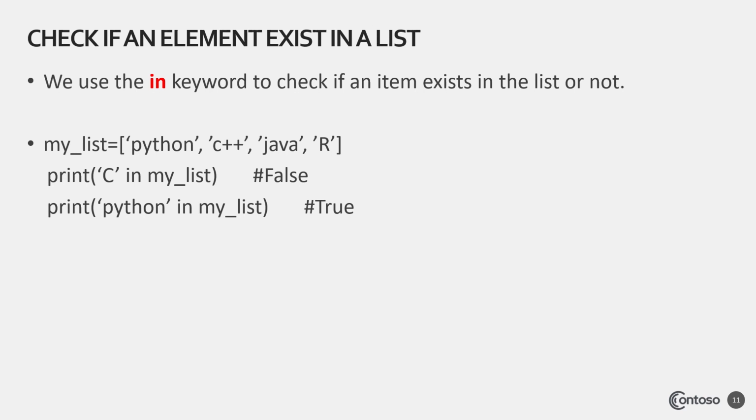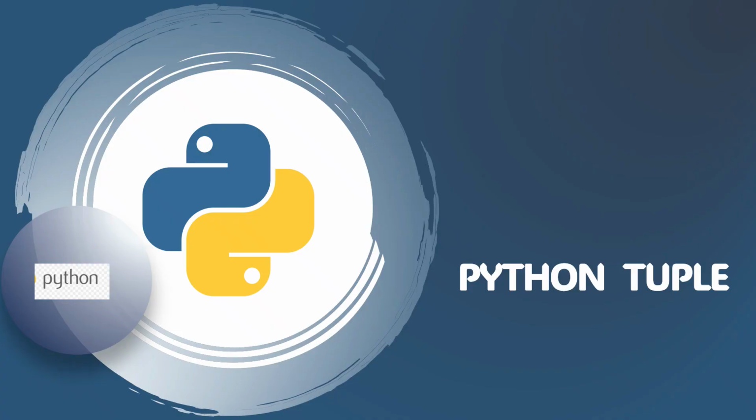Python in list, Python is present in the list, and so the result is displayed as true. So this is the way we check an element existing in a list. We use the in keyword, the membership operator. Next, we are going to learn about Python tuple.